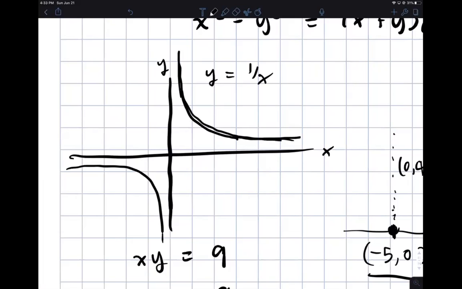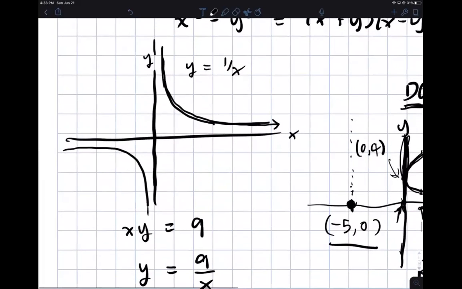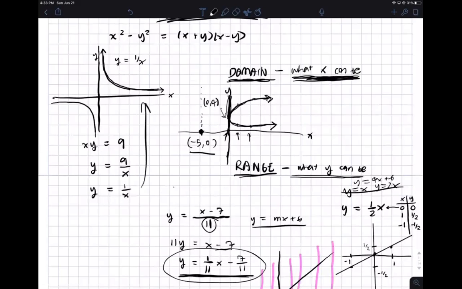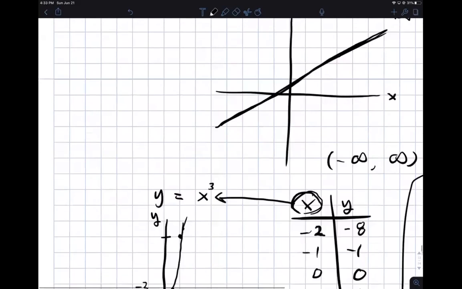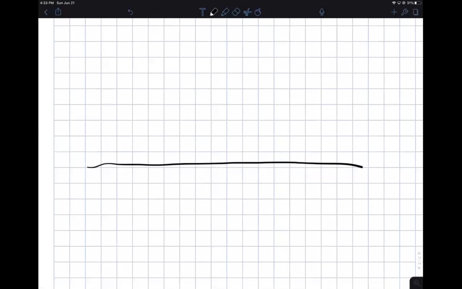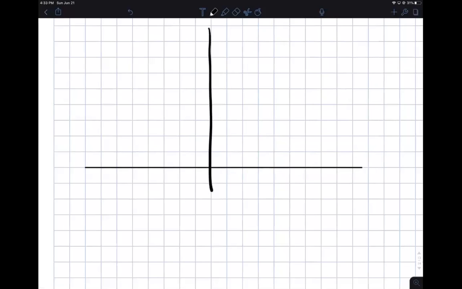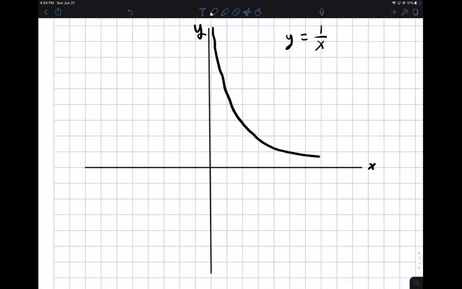Do you guys know what an asymptote is? No. All right, so an asymptote is when something goes on forever and ever and ever. So, for example, here I'll rewrite it. If we have a graph, let's just draw that one again. It was like y equals 1 over x, right? Okay, so let's go on forever and ever.